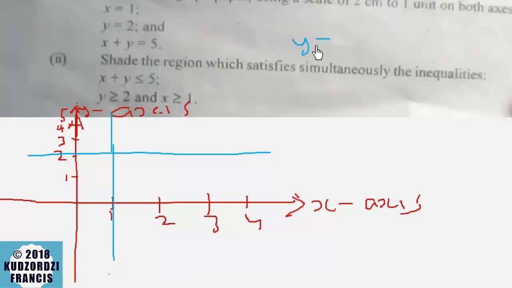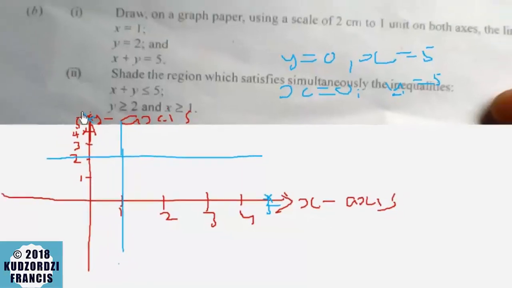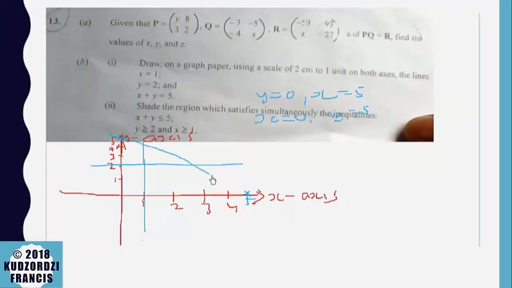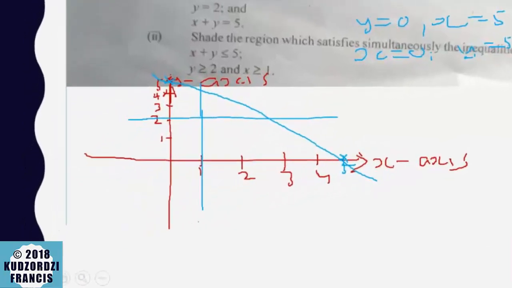To find the intercept, when y equals 0, x will be equal to 5. So this point over here. Then when x equals 0, then y equals 5 also. So these points over here, I think I've interchanged them, so it is the other way around. So we draw a line through these points. So we've got our lines.